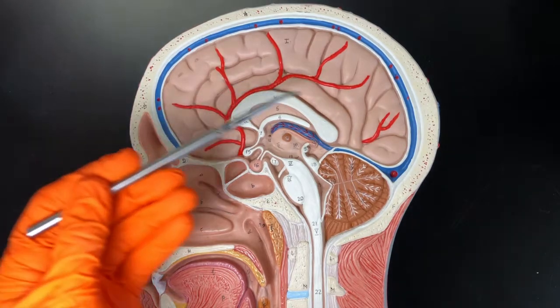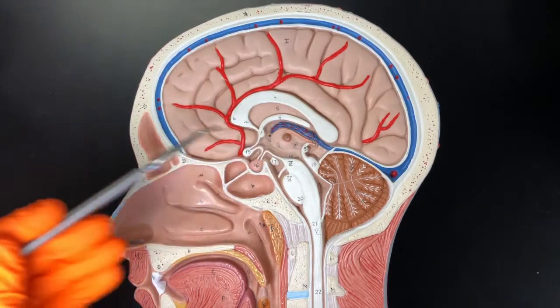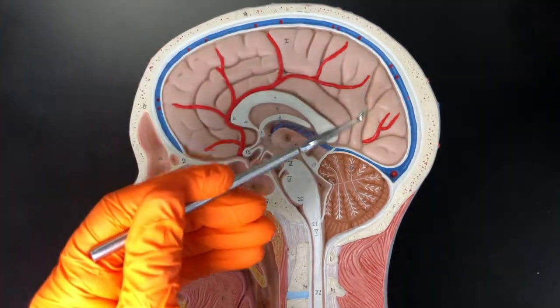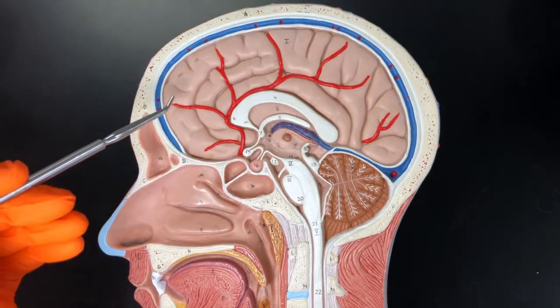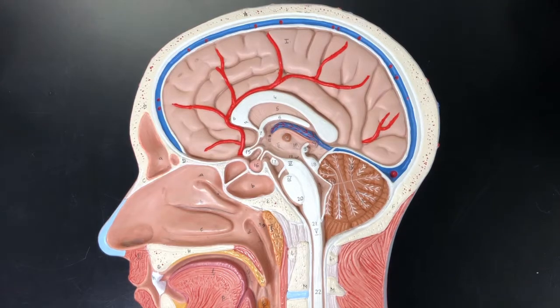It will allow the brain to be more buoyant inside the cranial cavity. It will act as a protective barrier. And then it's also going to transport nutrients and waste materials. So now let's talk about where it comes from and how it flows throughout the central nervous system.